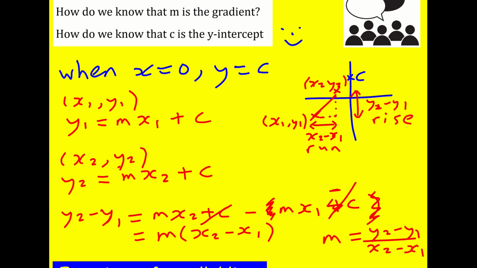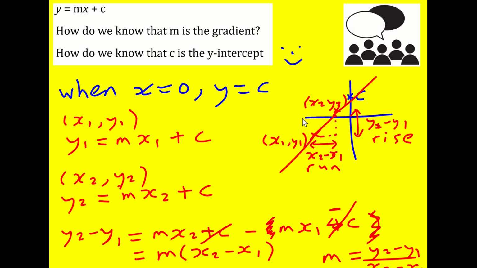But the points were completely arbitrary. They could be anywhere. So actually, I can move it up here somewhere, and it must be that I get this straight line graph. So I suppose what I've tried to show you is that y equals mx plus c must be a straight line graph because of what I've said. The m is a constant, and it's always equal to this, which is rise over run.